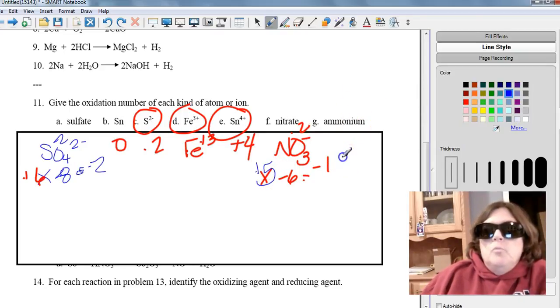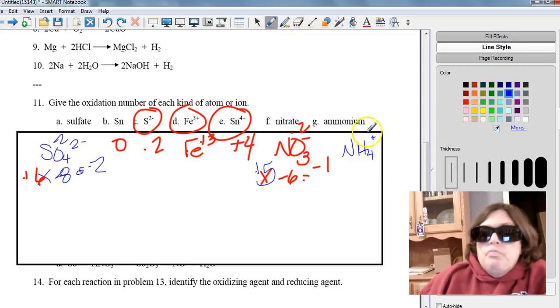Ammonium. One more of our ever-friendly polyatomics. The only positive one that we have learned. Okay? So this time, instead of equaling a negative charge, because its charge is a +1, it's going to equal a +1.